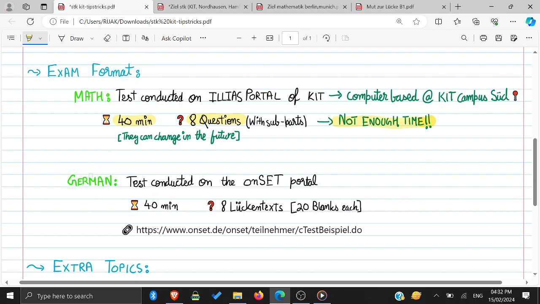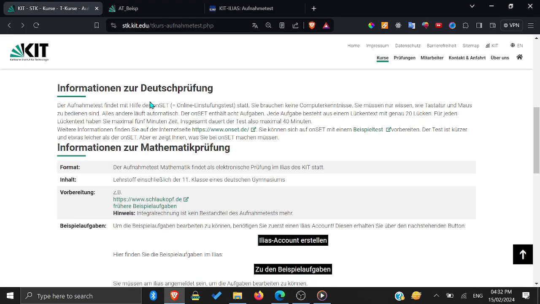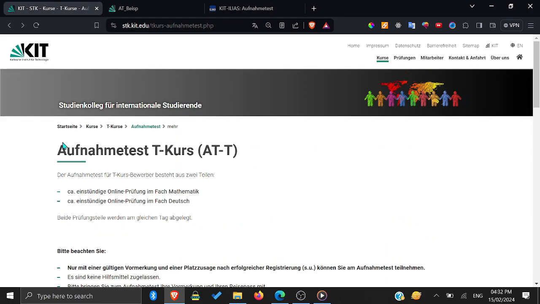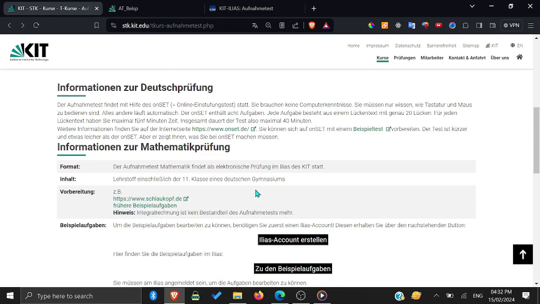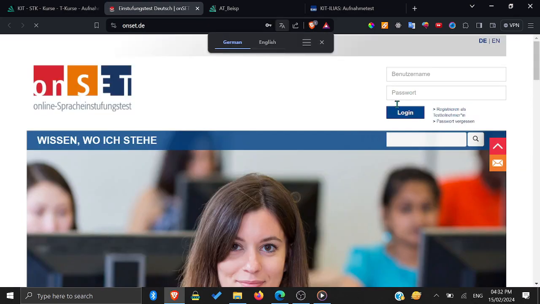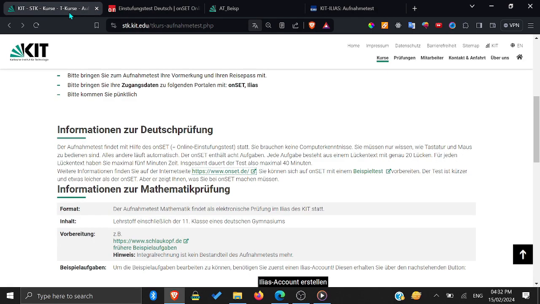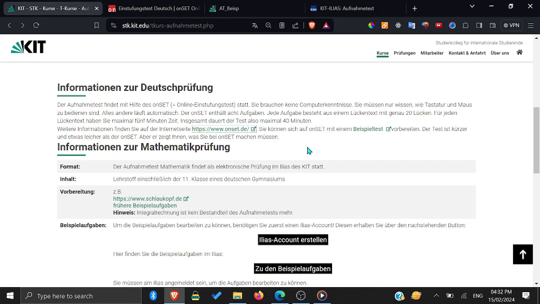For the German part, you have the onset portal, also available on this page. I would recommend you go through this page on your first day of preparation and scout out the important links. This is the onset thing. This is the main website where you can log in, but you do this after you have received the invite for the test.